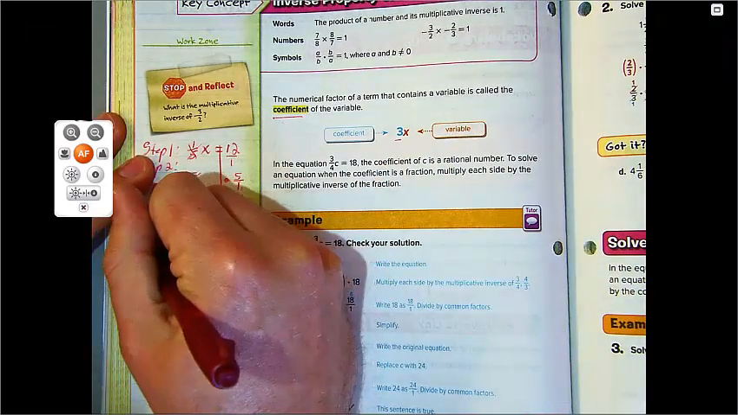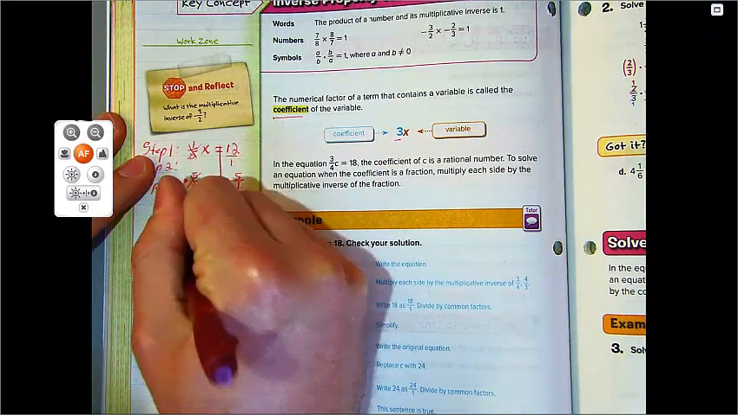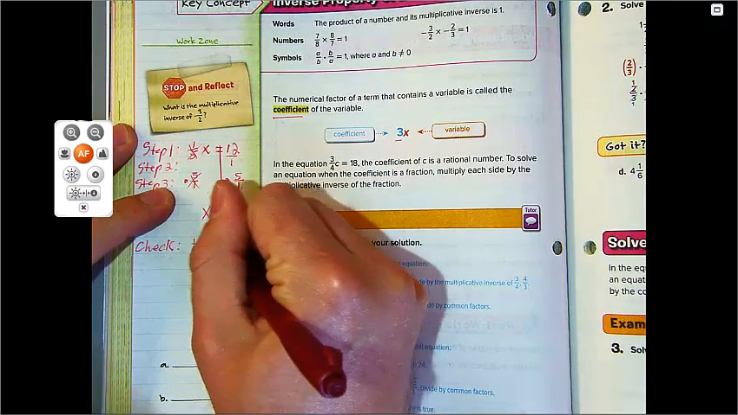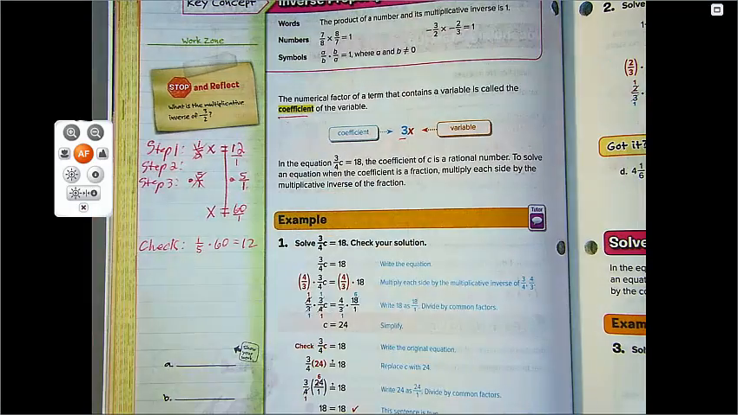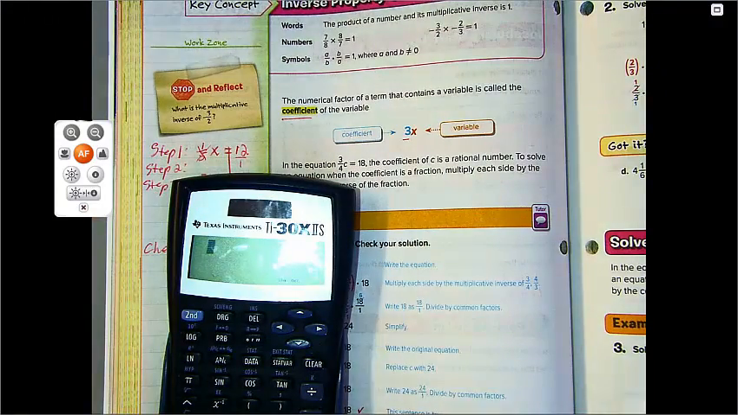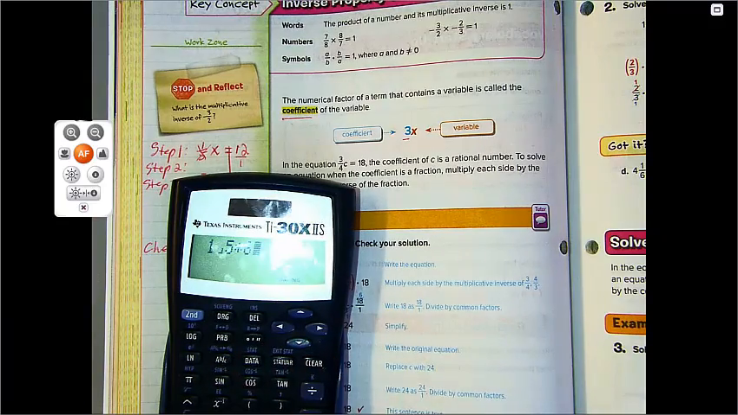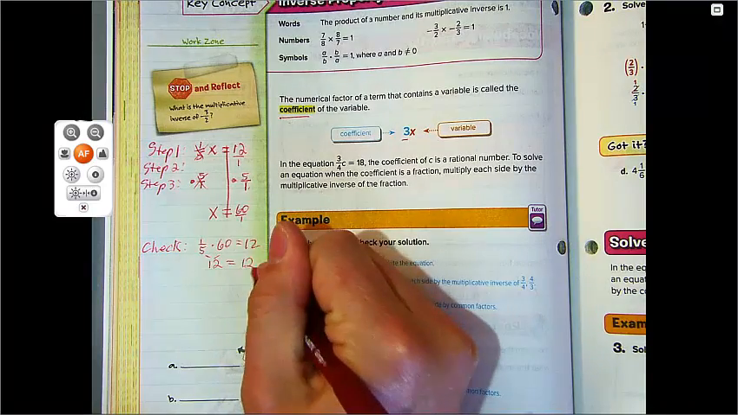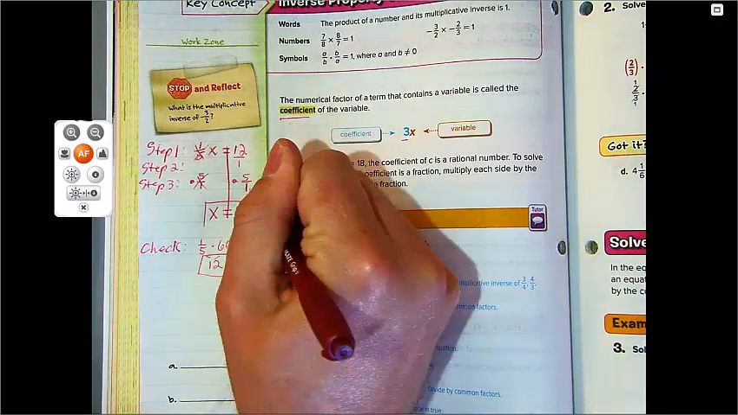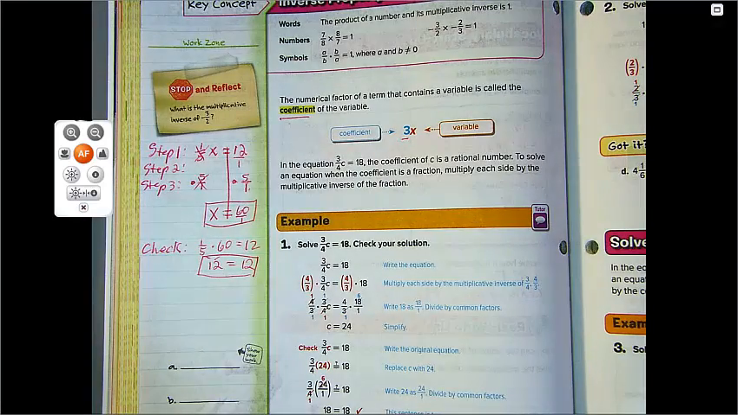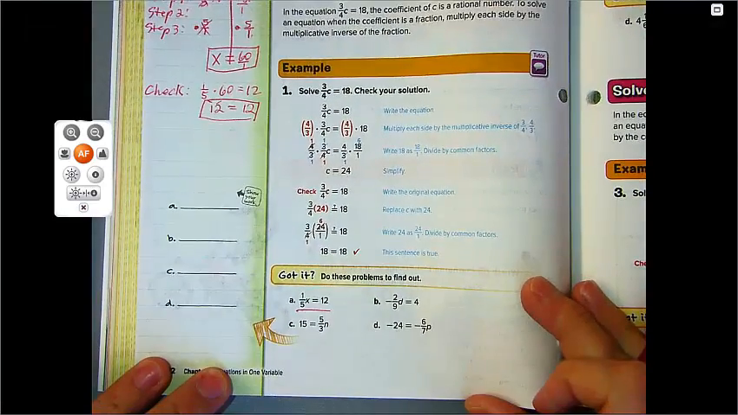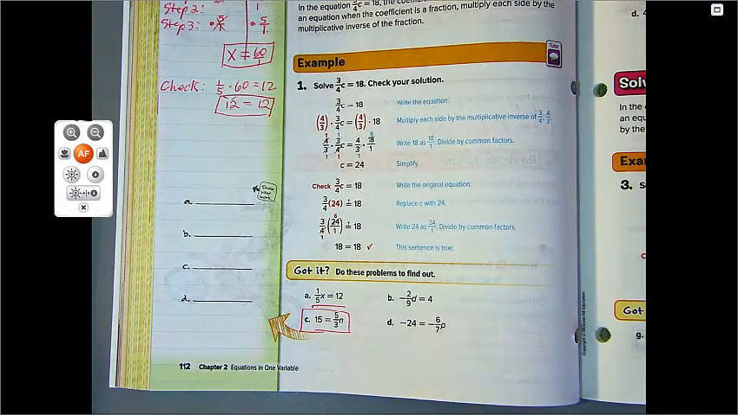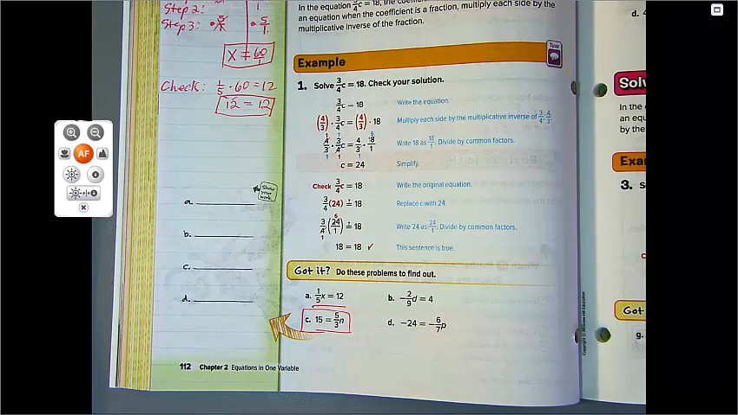Now we have to do the check. If it says check, we're supposed to check. Basically, we just plug in 60, see if it works. So we have 1/5 times 60 equals 12. We'll grab our calculator, see if that actually works. 1/5 times 60, indeed it equals 12. So show me on your paper that 12 equals 12. That should be circled or boxed, and that should be circled or boxed. Okay? Now, go ahead and try C on your own. Pause the video, work on it on your own, and then come back to me.